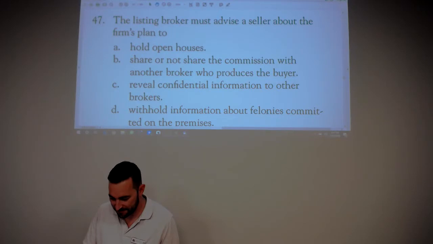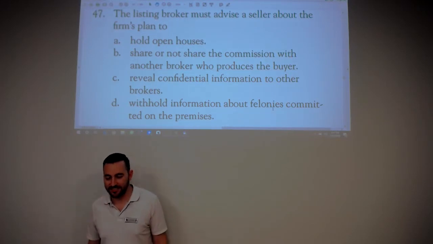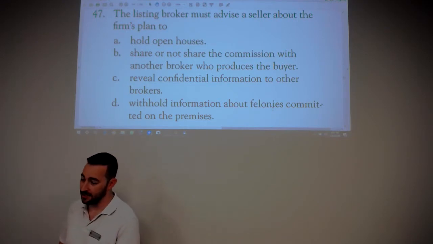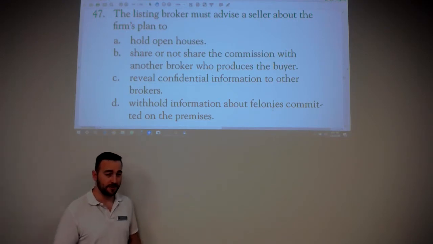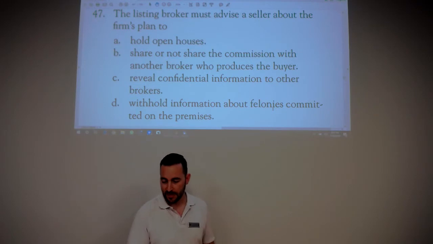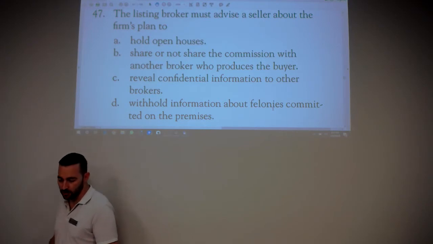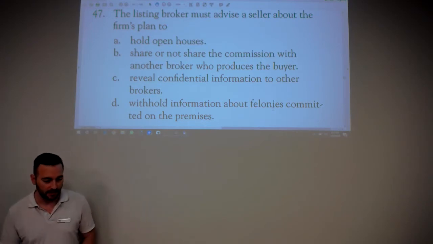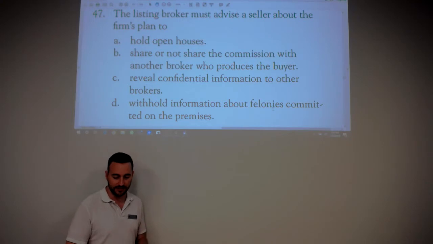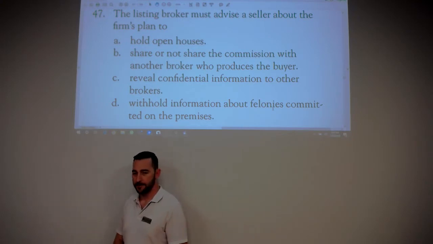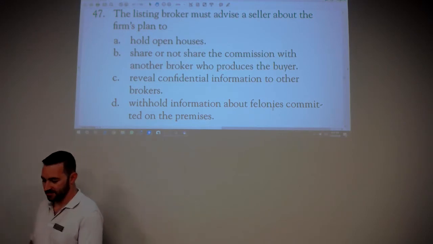Okay, let's see. 47. The listing broker must advise the seller about the firm's plan to A, hold open houses, B, share or not share the commission with another broker who produces the buyer, C, reveal confidential information to other brokers, or D, withhold information about felonies committed on the premises. Hey. A, B, C, who gives me D?